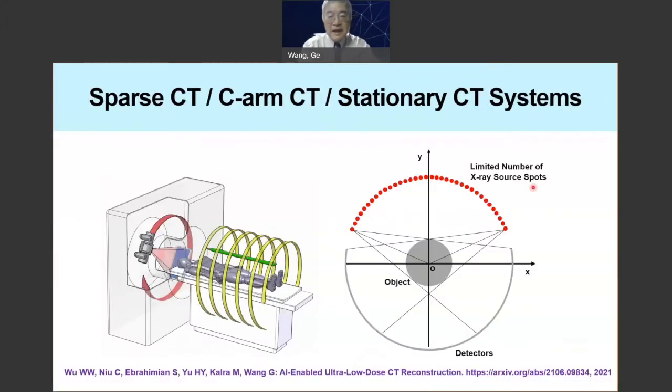So as the second example, we want to discuss sparse-data reconstruction in a C-arm CT device or futuristic stationary CT system. In this case, you have distributed X-ray sources, but the number of projection views is very limited. In the sparse data case, contemporary algorithms using sparsity promotion could do a good job from at least hundreds of projection views.